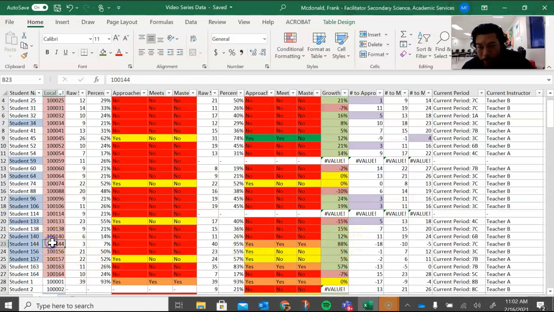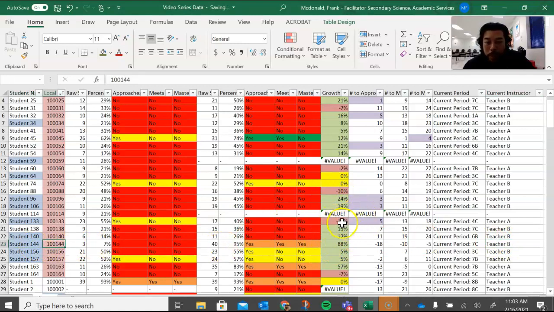And the student is both SPED and LEP. So automatically, I'm starting to think, what happened here? What's going on? What's going on in teacher B's class that there's a student making this amount of growth there?